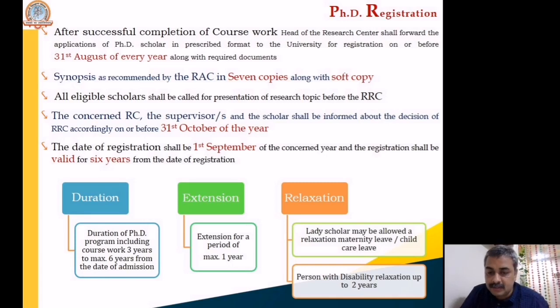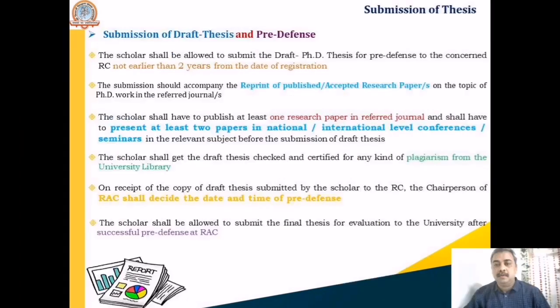It will be allowed once during the whole PhD tenure. Then the person with a disability will have the relaxation of 2 years. So he is allowed to submit the PhD thesis, he may take an extra 2 years, or he is given a relaxation.